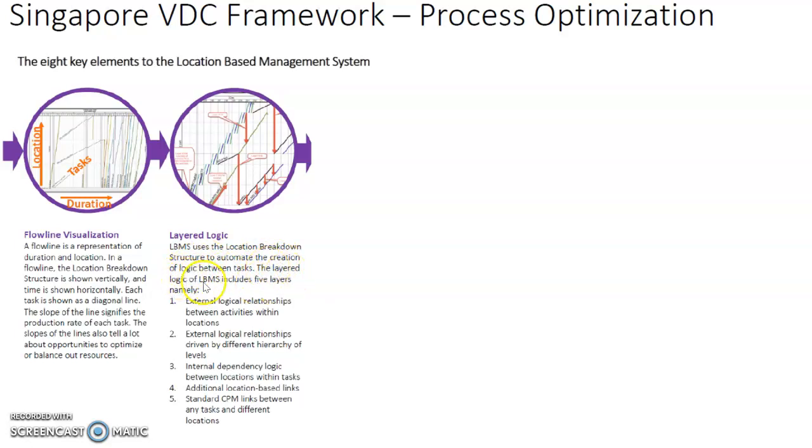The layered logic of the location-based management system includes 5 layers, namely external logical relationships between activities within locations, external logical relationships driven by different hierarchy of levels, internal dependency logic between locations within the task. Fourthly, additional location-based links, and lastly, standard critical path method links between any task and different locations.